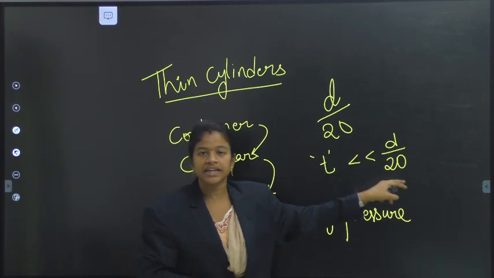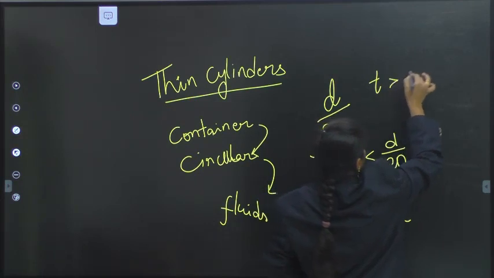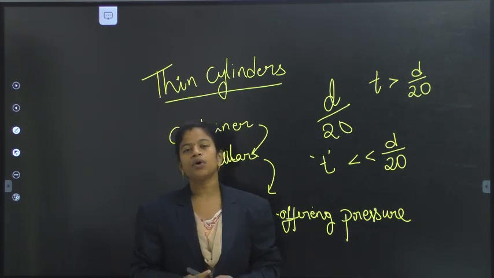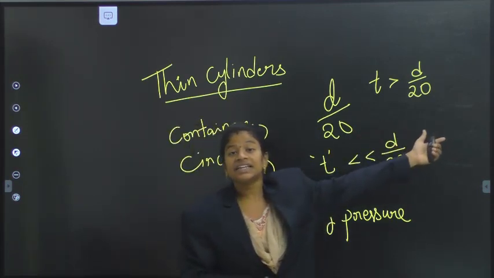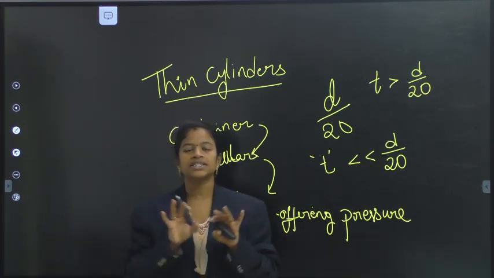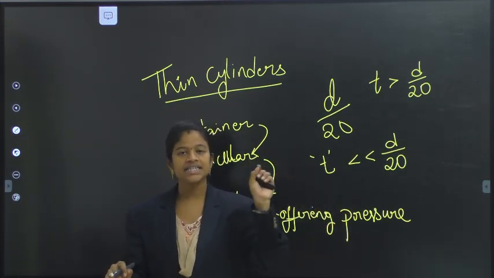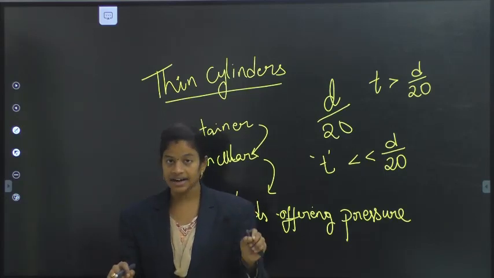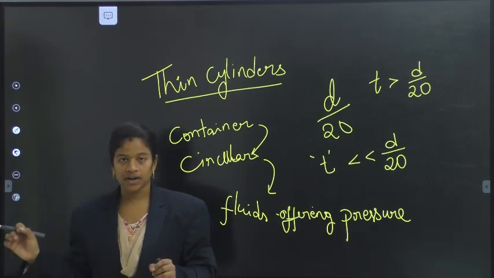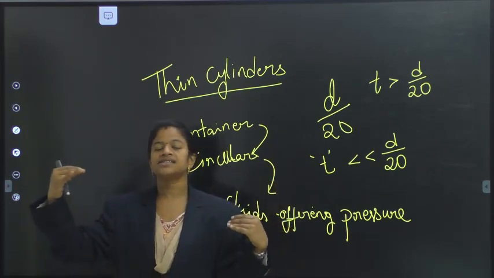such cylinders we call thin cylinders. If the thickness is more than 1/20th of the internal diameter of the cylindrical shell, then those will be considered thick cylinders. So this is the main classification for thin and thick. So if the thickness is lesser than d by 20, where d is the internal diameter, please remember, this condition is thin cylinders; if the thickness is more than d by 20, this condition is thick cylinders.